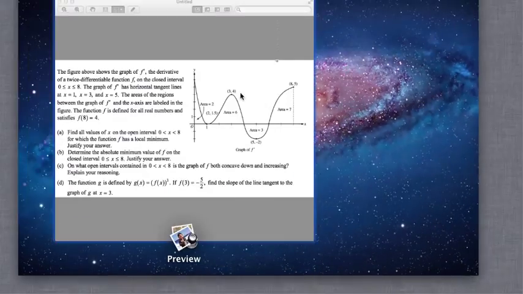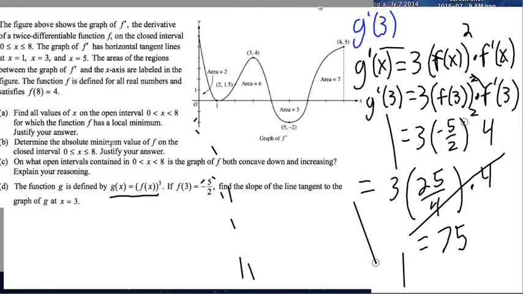And like I said, B, this question was all about B. To find an absolute minimum, you have to both find the values of the relative minimums, but then also test the endpoints to see which is lower.